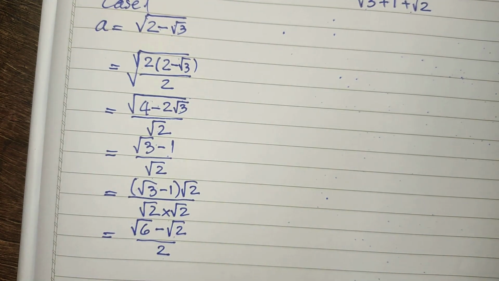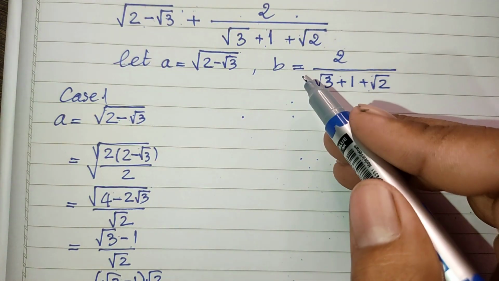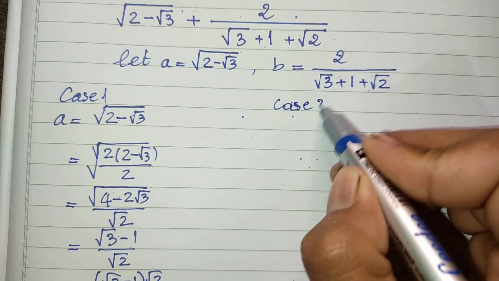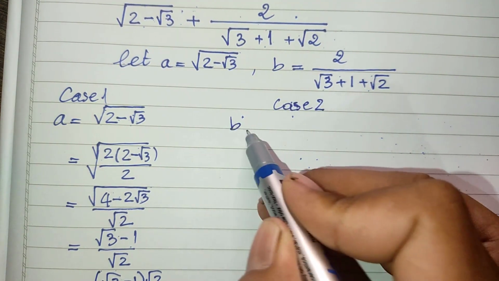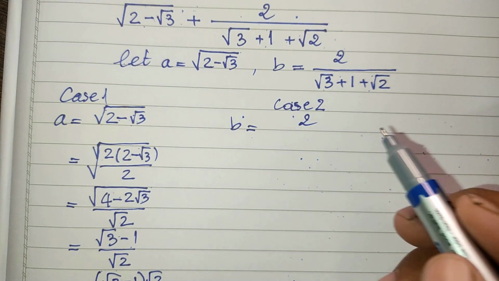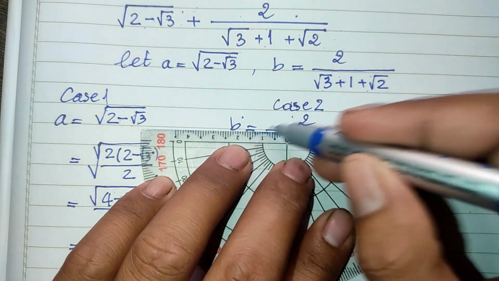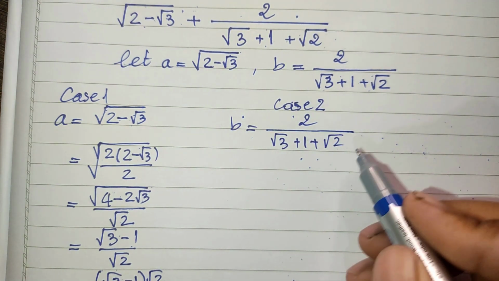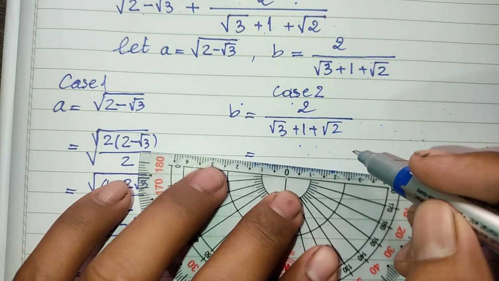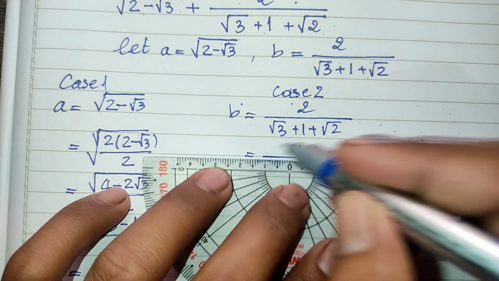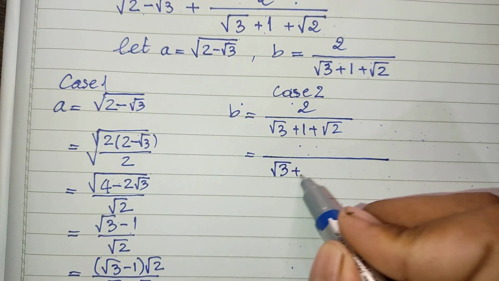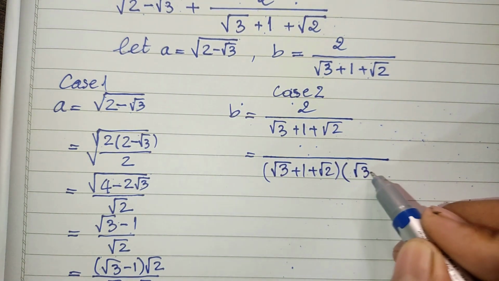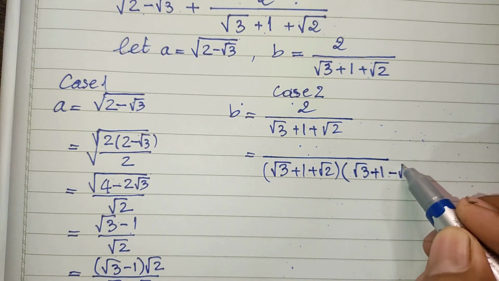Now we take it to b, case 2. b equals 2 divided by square root 3 plus 1 plus square root 2. Now I multiply the denominator by square root 3 plus 1 minus square root 2.